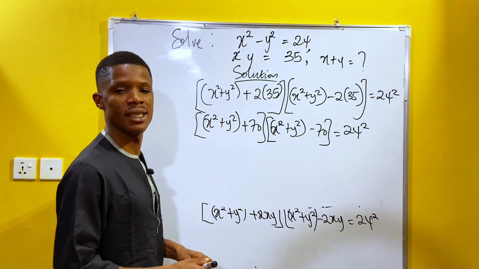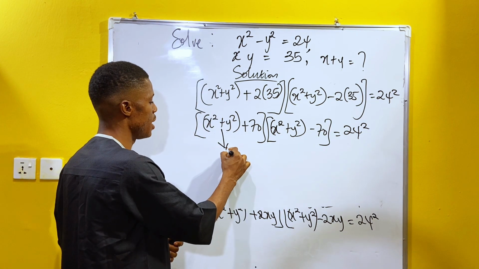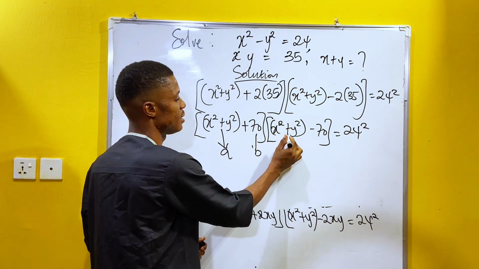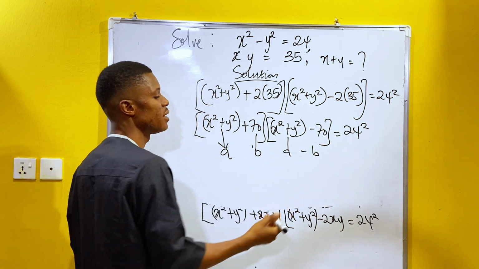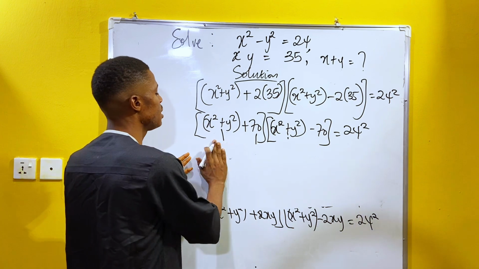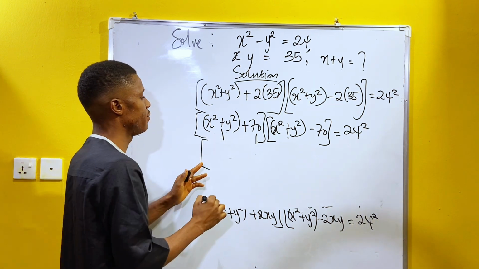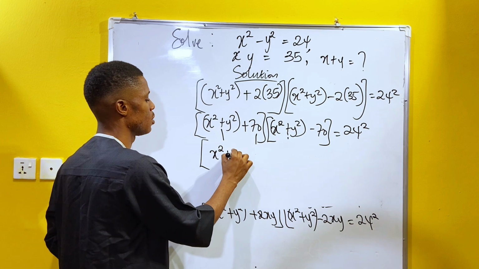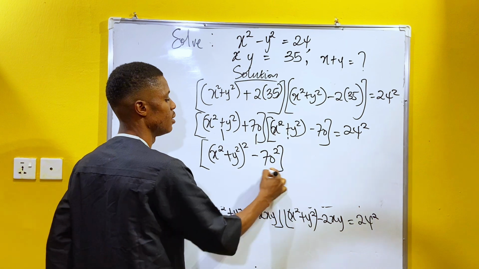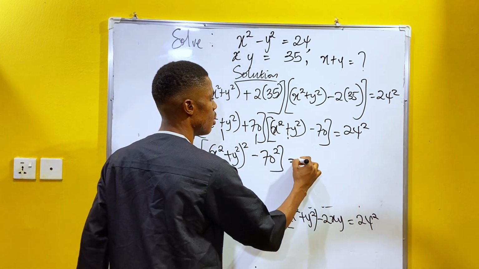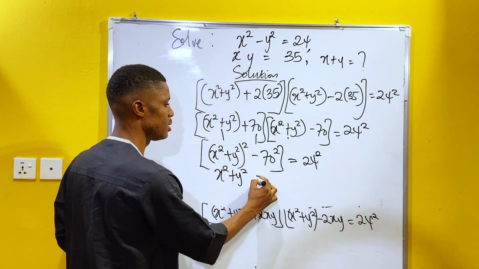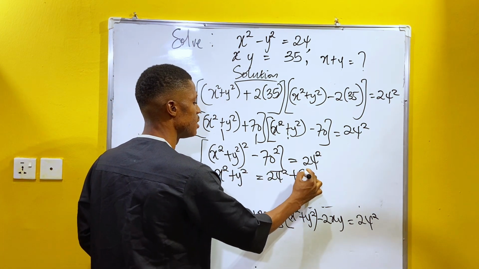If you look at this, it is clearly a difference of two squares, because this becomes our a again, and this becomes our b. So this is a plus b, and this is a minus b, which gives you a clear difference between two squares. So using difference of two squares, we can write it in the form of x squared plus y squared all squared minus 70 squared, is equal to 24 squared. Simplifying, x squared plus y squared all squared is equal to 24 squared plus 70 squared.